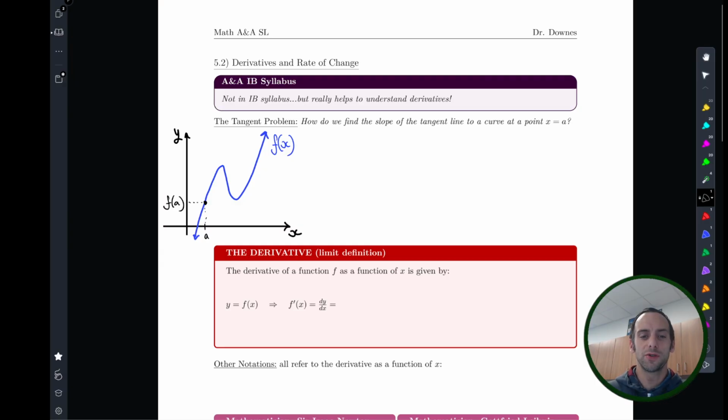So today we're going to do something which is not actually in the standard level analysis and approaches IB syllabus, but it really helps to get a good understanding of how derivatives work and how limits are connected to derivatives. So we're going to explore this thing called the tangent problem.